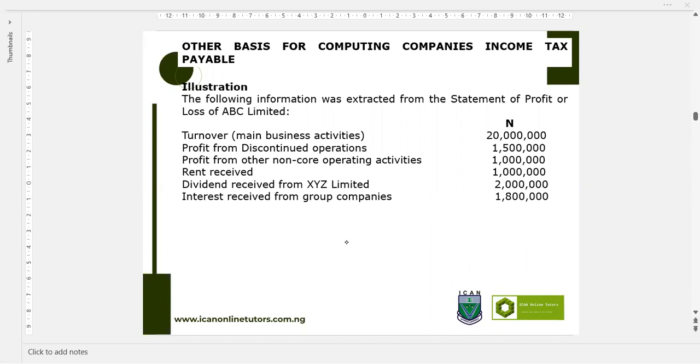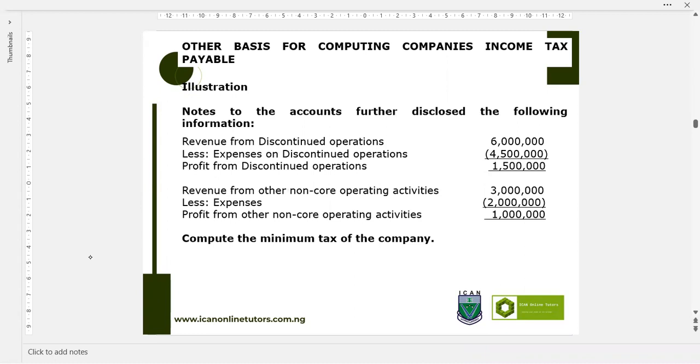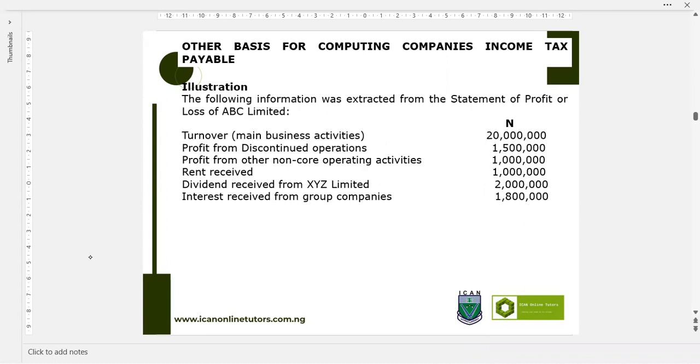Because if it is not up to 25 million naira, then we should not waste our time, because the company is exempted from paying tax. So in the case of this company, we are asked to compute the minimum tax of the company. So our turnover here is 20 million naira.